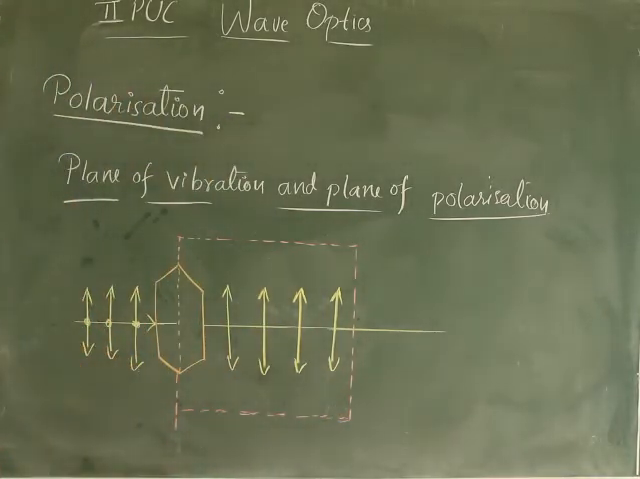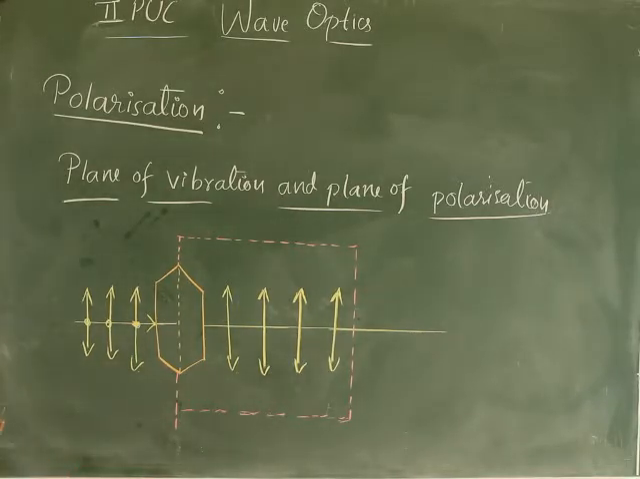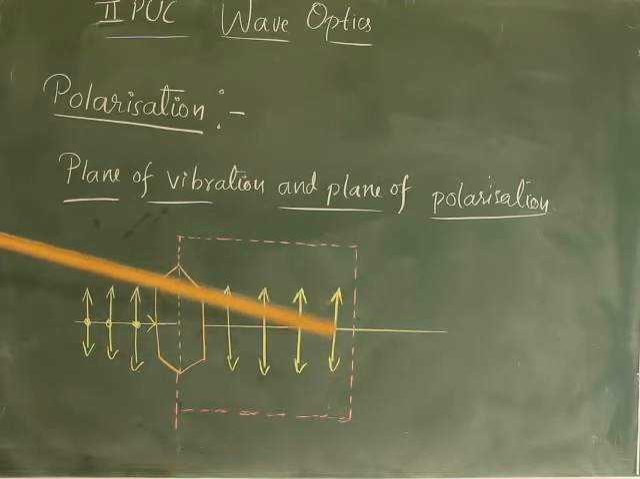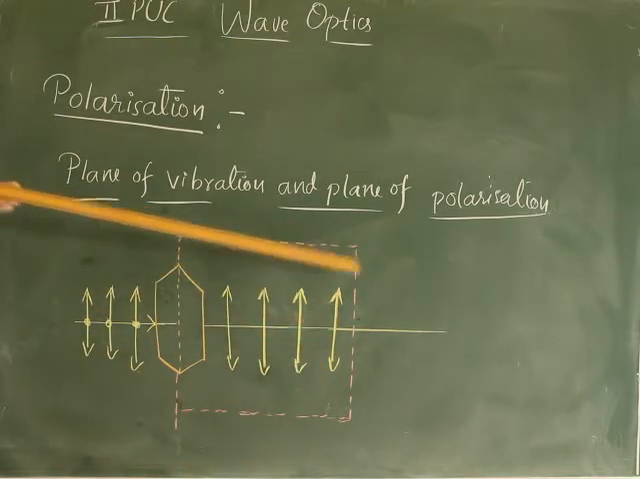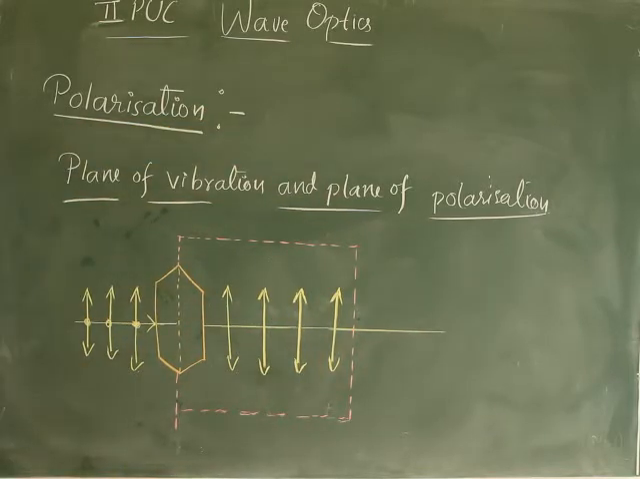Yes, hope you can see the vertical plane. The plane which consists of vibration of polarized light is called plane of vibration. Here the plane which consists of vibrations is vertical, so this pink colored dotted line is the vertical plane. Okay. Now what does plane of polarization mean?